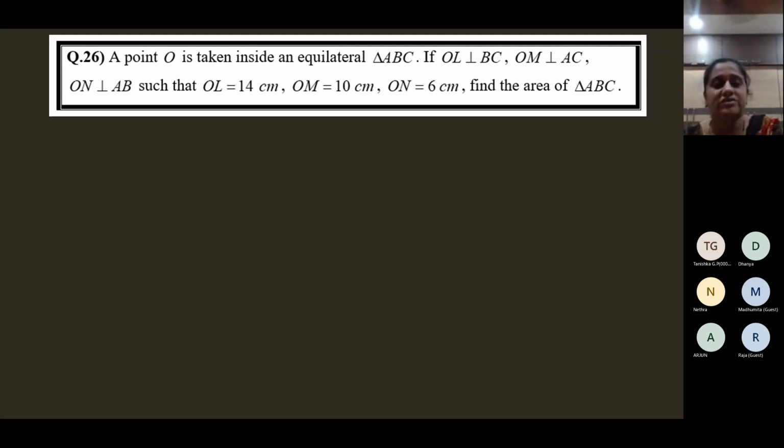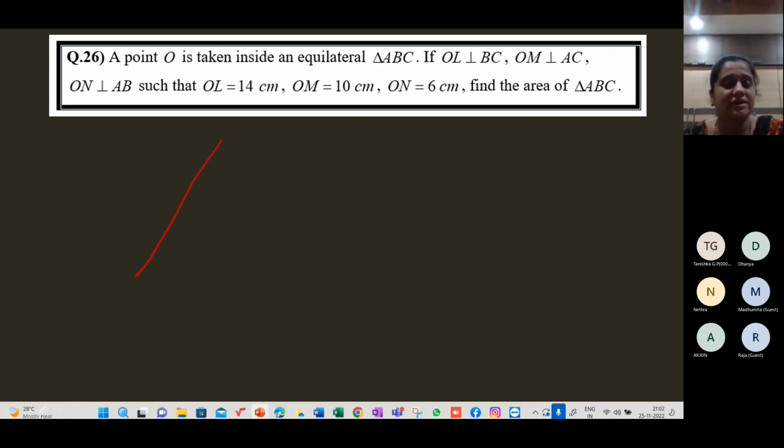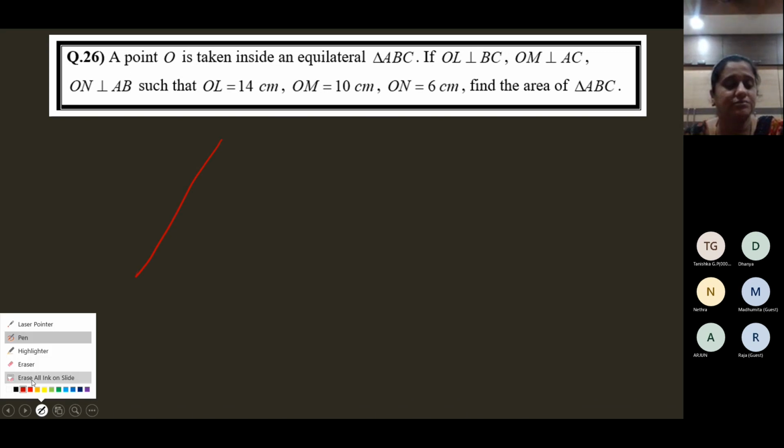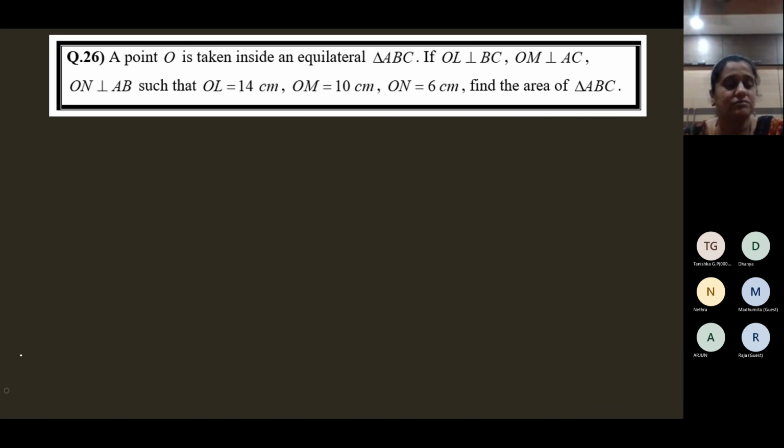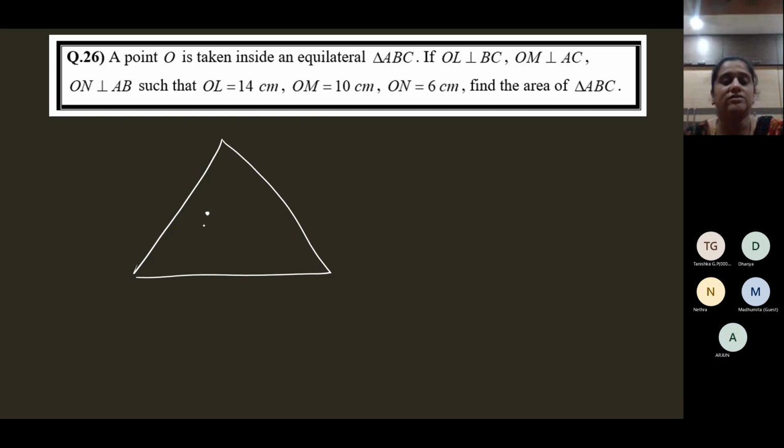A point O is taken inside an equilateral triangle ABC. So, equilateral triangle, a point O is taken. Say the point is here. Triangle ABC. OL is perpendicular to BC, correct?